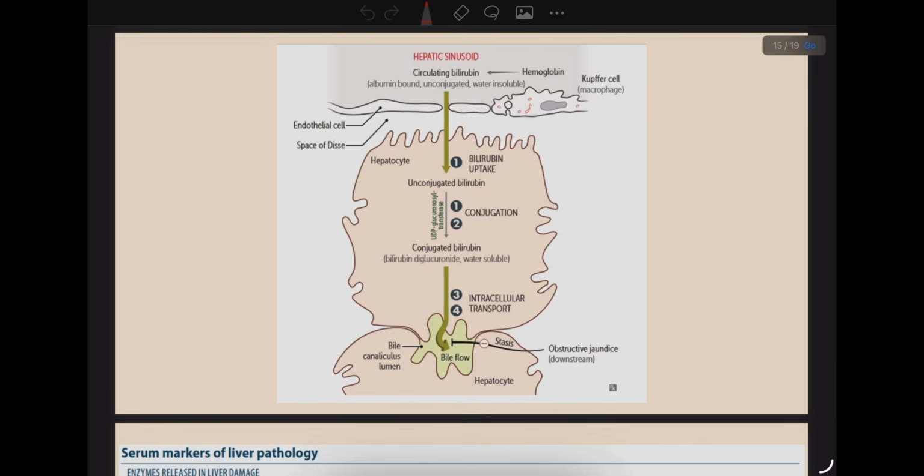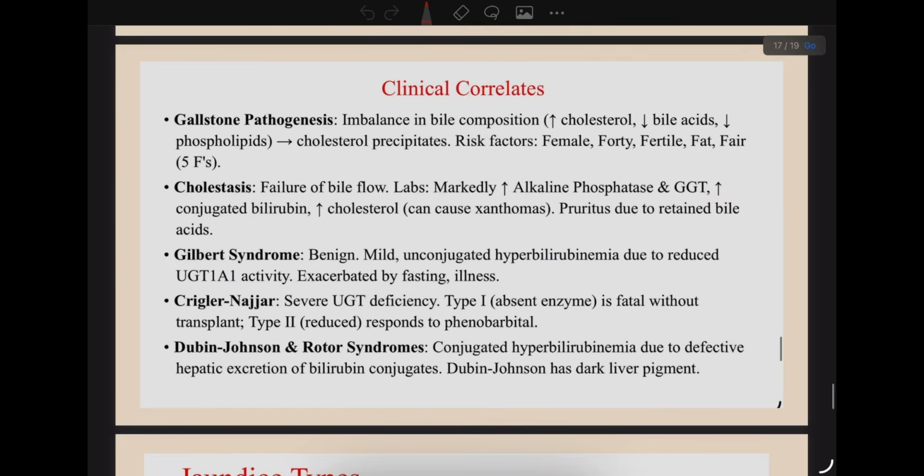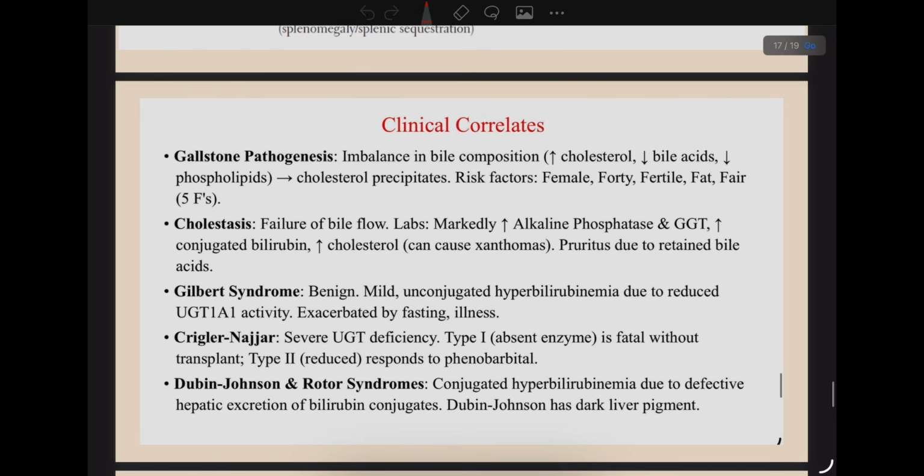This is a summary just to know for the diseases, to know that any impairment in any part of the pathway will cause a problem, okay? These are the serum markers. The doctor said that you just need to know this. Alkaline phosphatase is higher in what? Biliary obstruction. These are the clinical correlations that we will be talking about. And as we said, in cholestasis we will have high alkaline phosphatase.